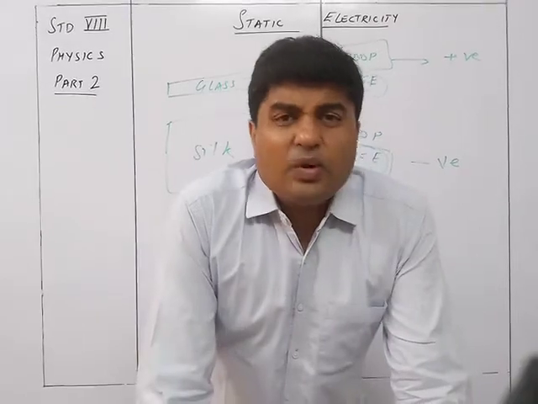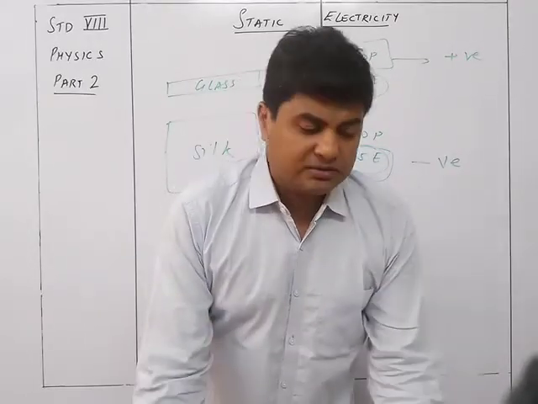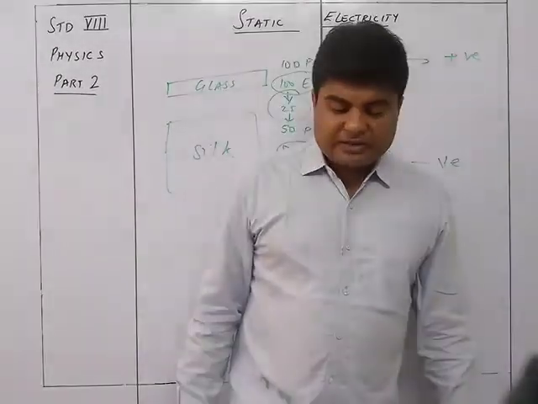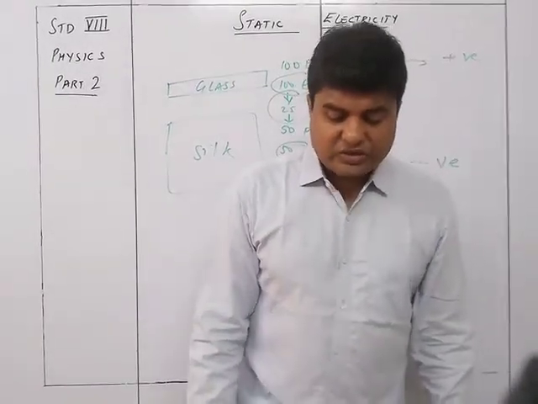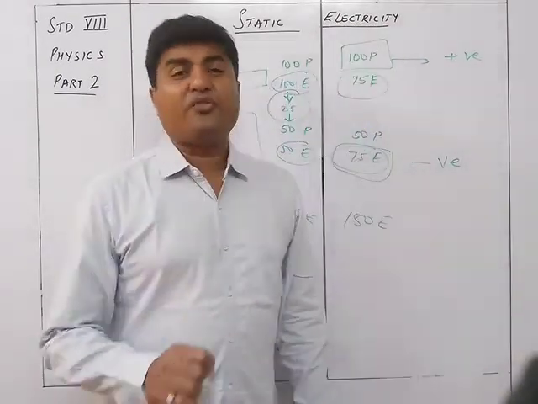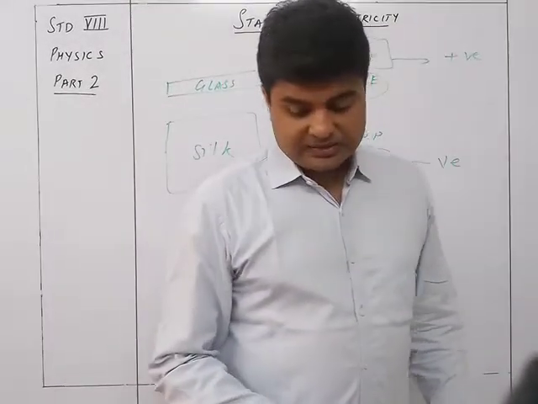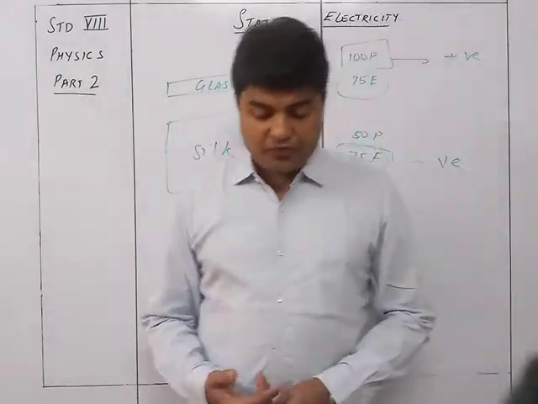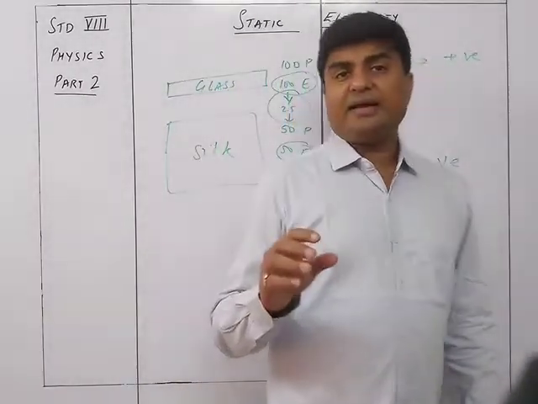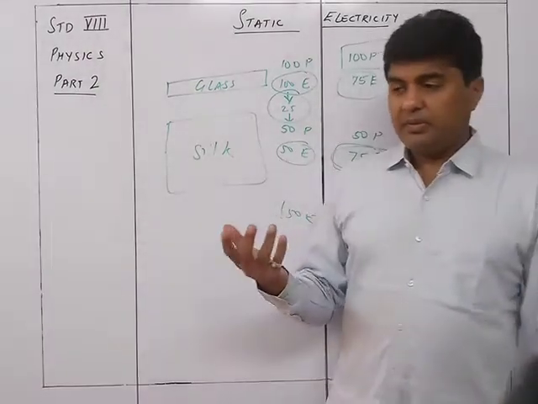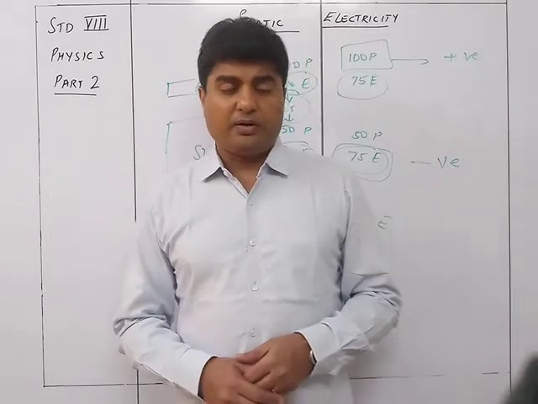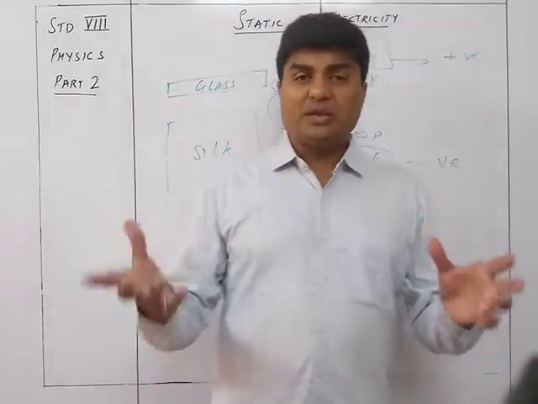So let's see what is the reason behind a particular substance being a conductor or an insulator. The reason for some substances to be conductors and others to be insulators of electricity is that different substances have different numbers of free electrons in them. Substances which have a large number of free electrons are called conductors. Some have very few free electrons, while others have a large number of free electrons.